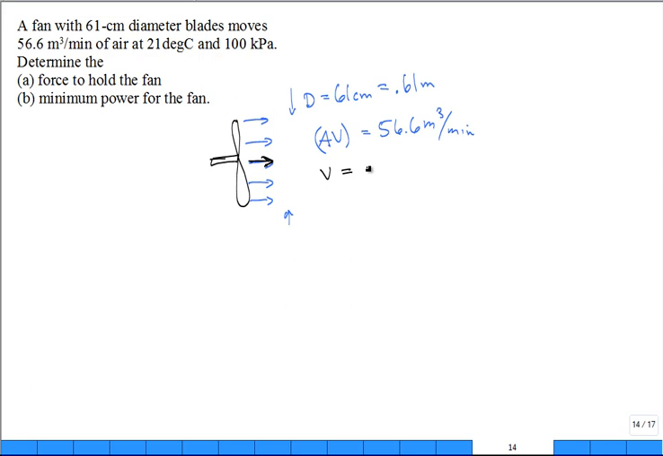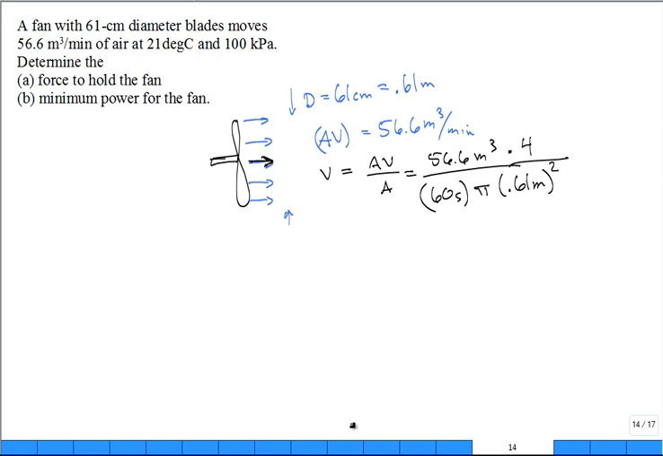So we can calculate the V average coming off the blade, right? That's going to be Q divided by A: 56.6 meters cubed per 60 seconds, where the area is pi times diameter 0.61 meters squared, divided by 4. So the velocity is 3.228 meters per second.